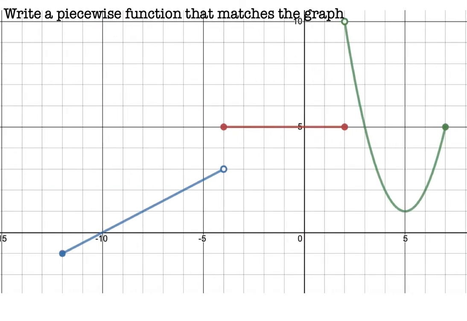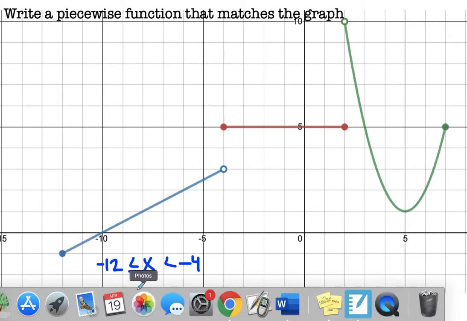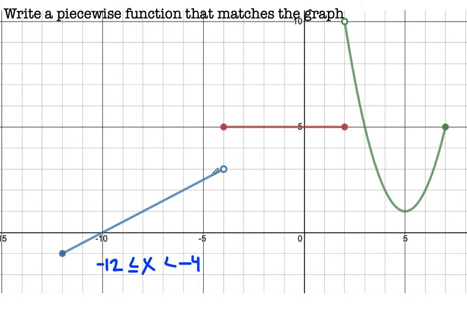Let's first write the domain. We'll think of it that way. So the domain of the blue portion of the graph goes from negative 12 to negative 4. So I know that I have a negative 12 and a negative 4. Is it defined at negative 12? Yeah, we got a closed circle, so that's going to be less than or equal to. Is it defined at negative 4? No, so we're going to leave that just as a less than.